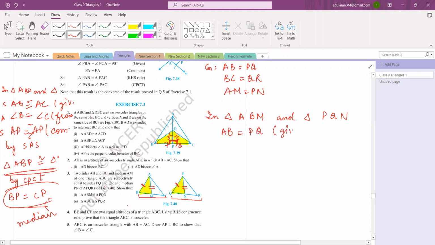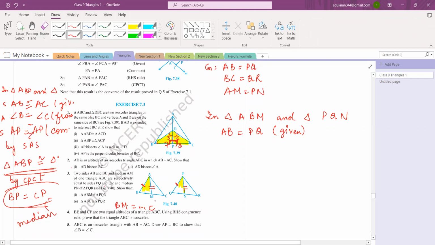Now Hamna, tell me the next condition. Ma'am, BM is equal to QN. How do you know? It is not given. The complete side BC is equal to QR, but it is not given that BM is equal to QN. We know that BM is equal to MC, this is fine, but we don't know that this side is equal to this side. Yes, Miraj, is the problem clear to you?